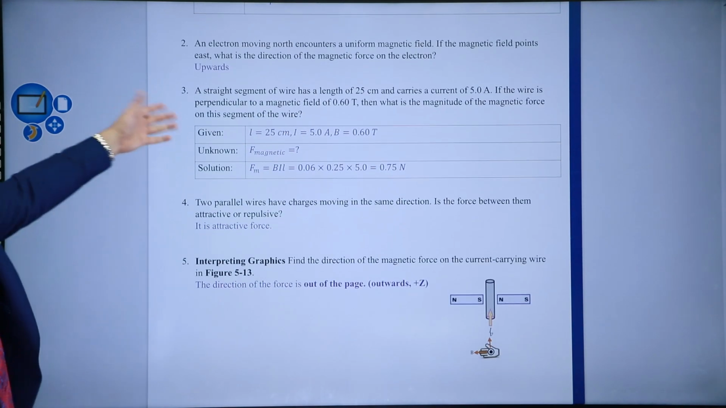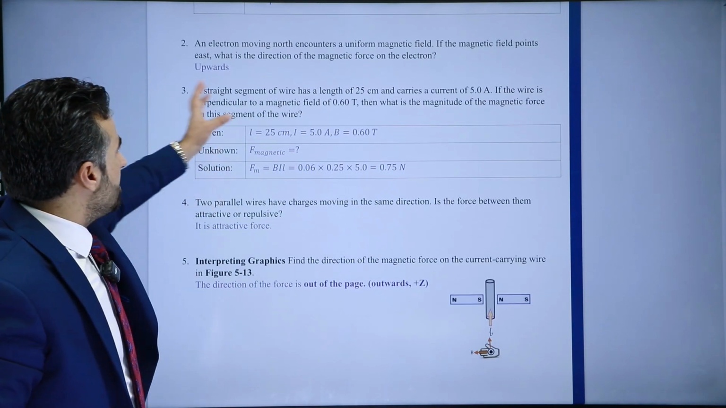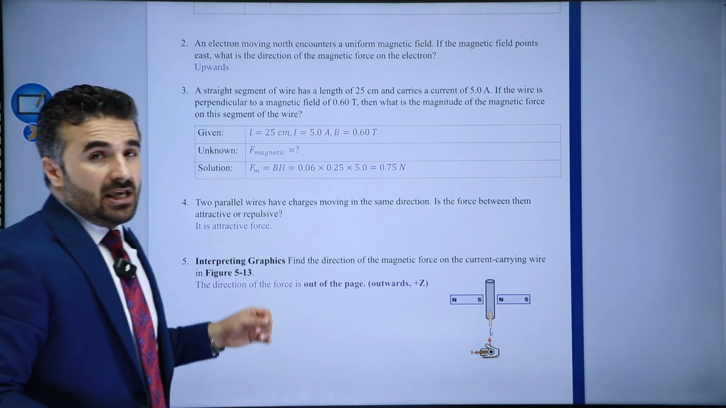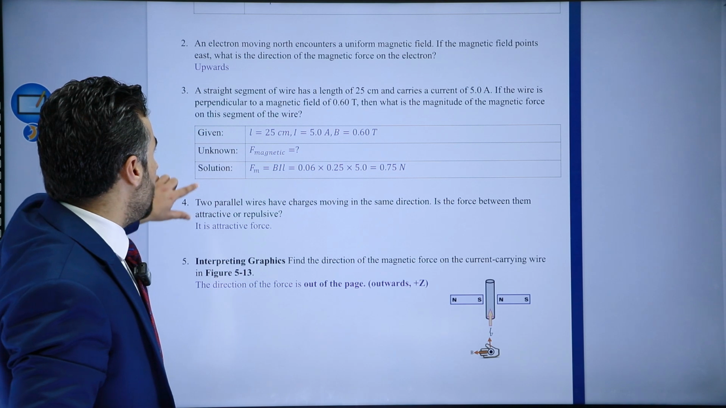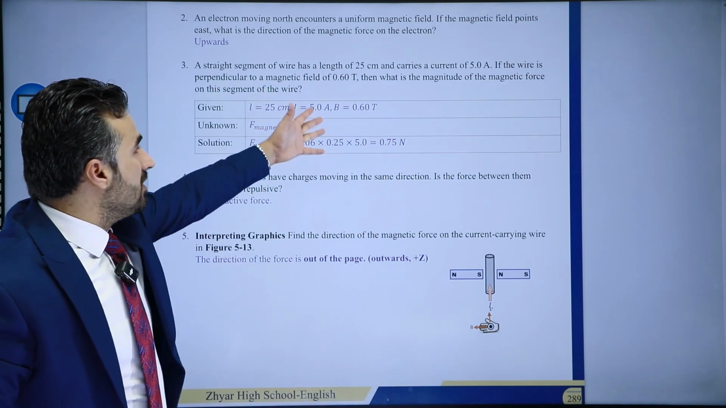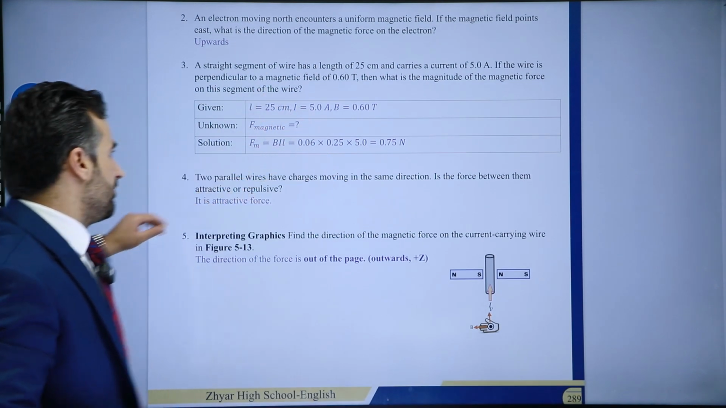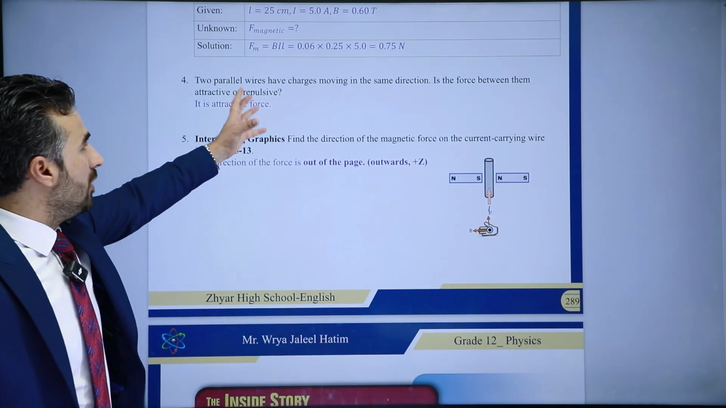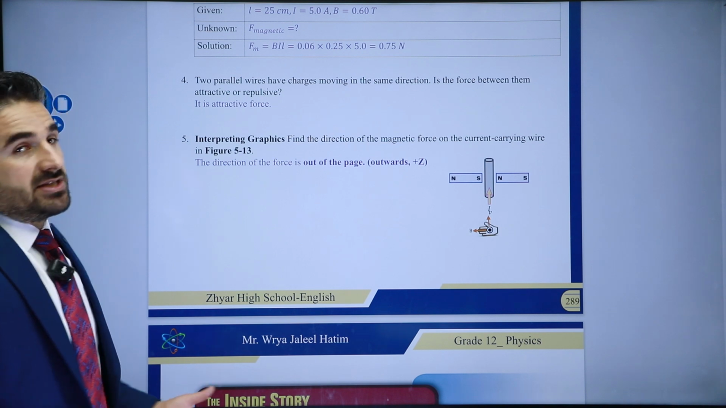Okay, take a look at this one. That is also easy. It says a straight segment of wire. Whenever you have a wire, remember this: magnetic force in a wire equals BIL. Giving the values, plug into the equation, and you'll find the magnetic force easily enough. What about this one here? It says two parallel wires have charges moving in the same direction.